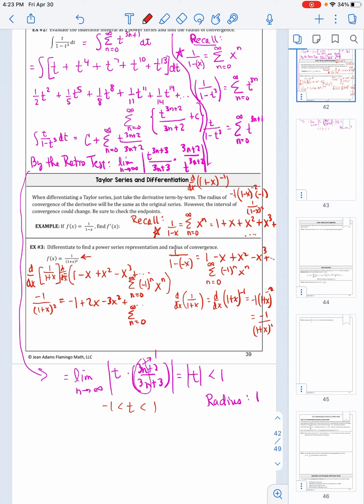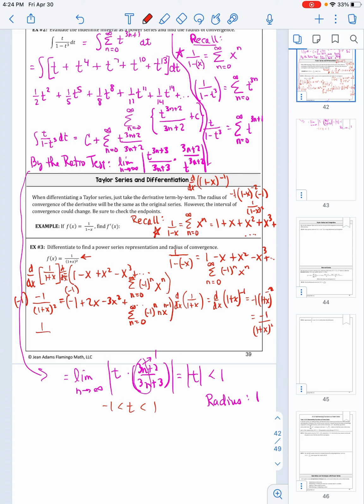if I take the derivative, I get negative 1 plus 2x minus 3x squared plus dot, dot, dot. And the derivative of your summation with respect to x, this doesn't have an x in it. Negative 1 to the n doesn't have an x in it, so that just stays the same. You're going to bring the n down times x to the n minus 1. So that's going to be your derivative of your summation.